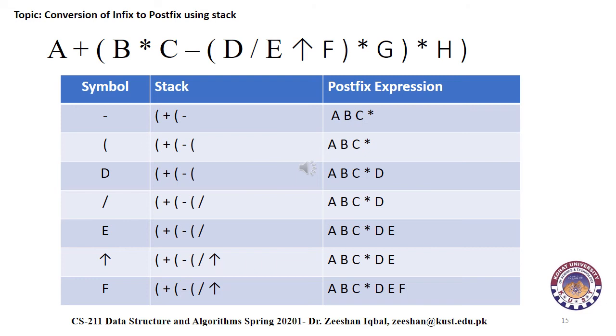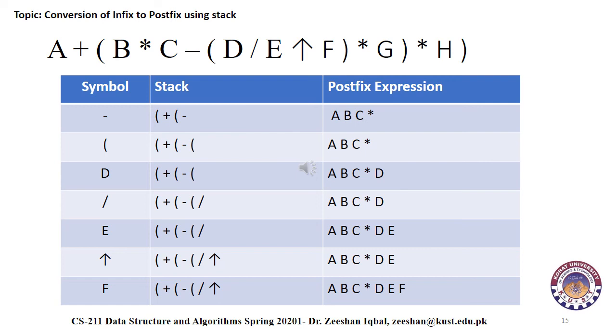Next symbol is D, which is an operand, so we will put it in the postfix expression directly. Next symbol is division, which is an operator, so we have to check again the stack top position. As we can see that there is no operator on top, so we will push the new operator division on the stack. Next symbol is E, which is an operand, so we will put it in the postfix expression directly.